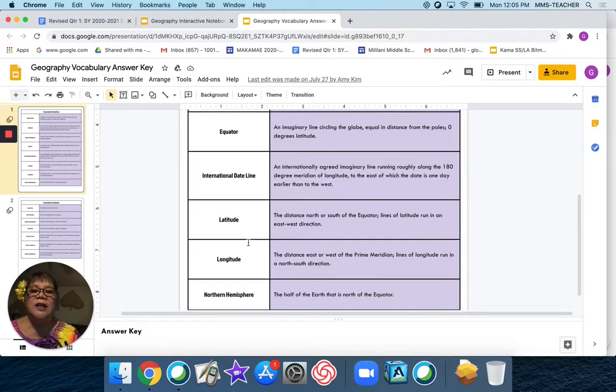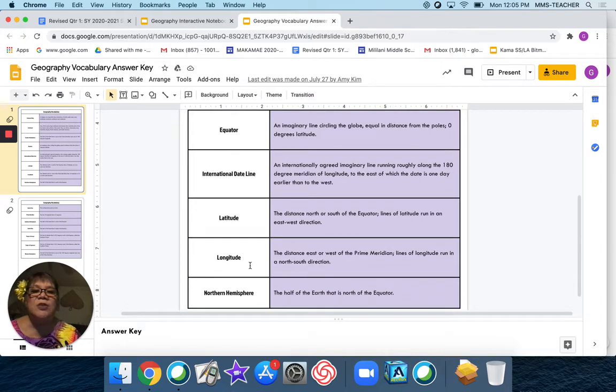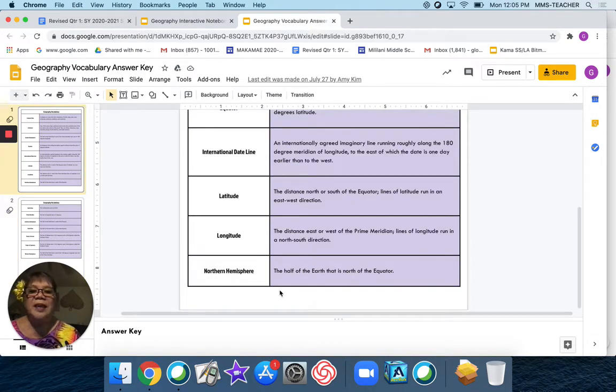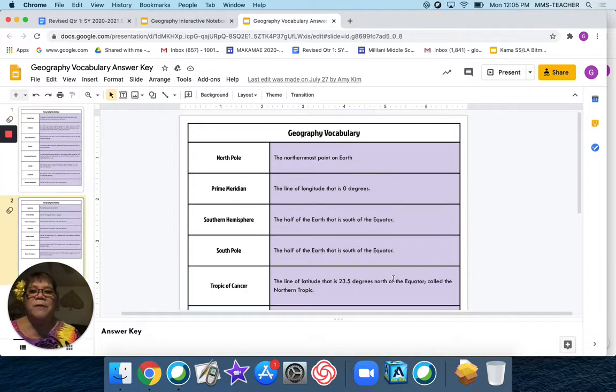Longitude. The distance east or west of the prime meridian. Lines of longitude run in the north-south direction. Okay, northern hemisphere. This is the half of the earth that is north of the equator. The half of the earth that is north of the equator. That is the northern hemisphere.